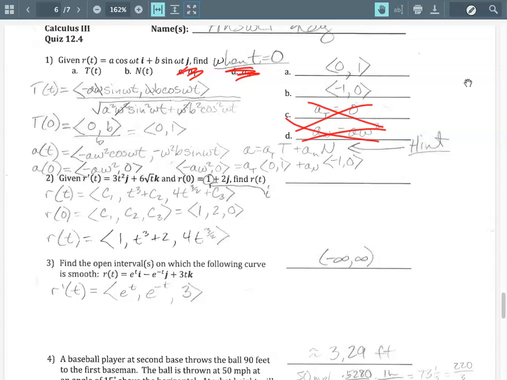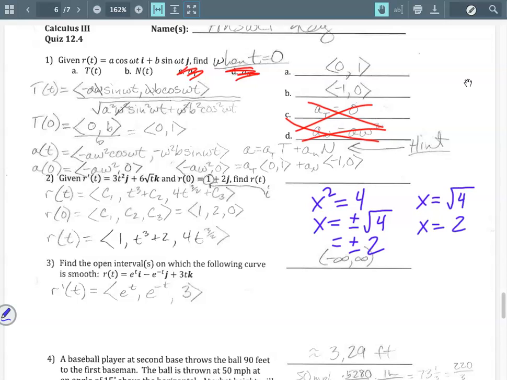Let's see. The difference between x squared equals 4, where x is plus or minus root 4, which is plus or minus 2, right? And x equals root 4, which is just 2. Square root is naturally positive. You don't ever put your own plus or minus if you're handed a square root. It just is what it is.